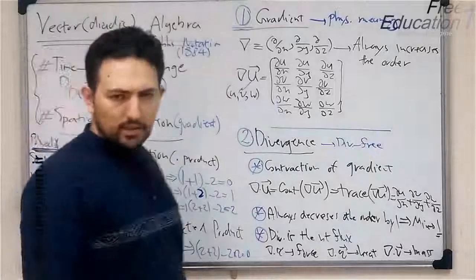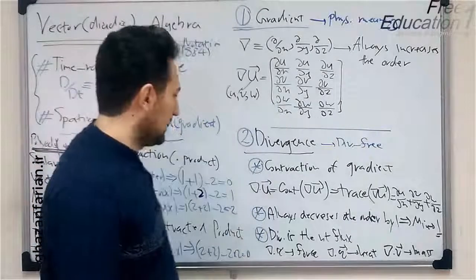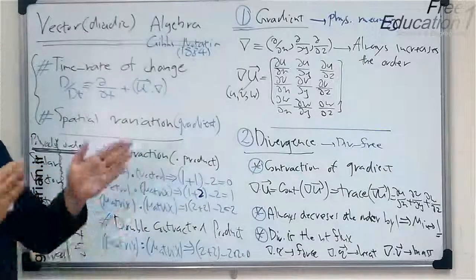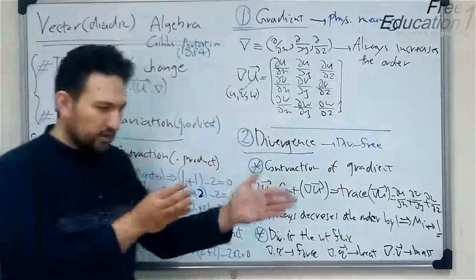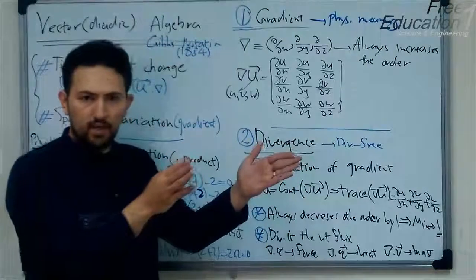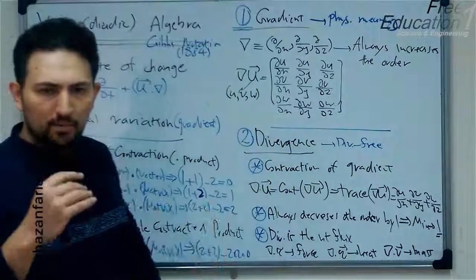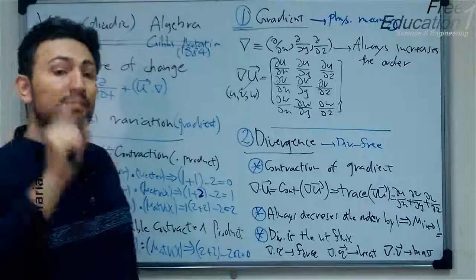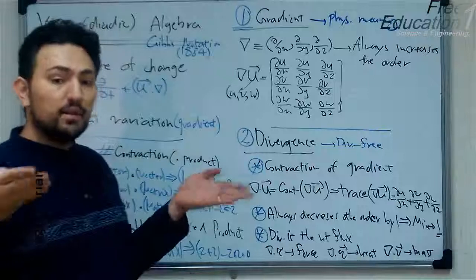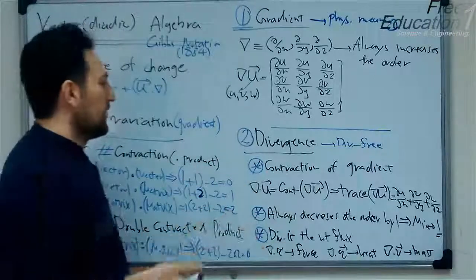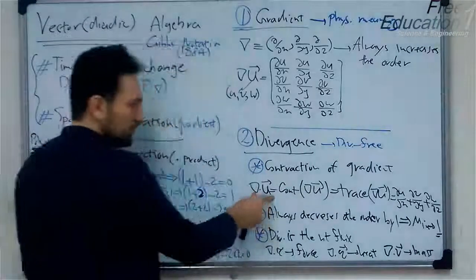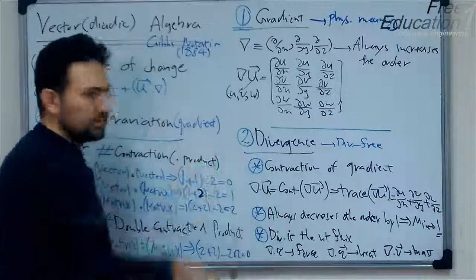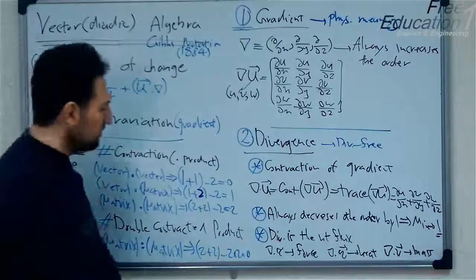The second important operator is the divergence operator. As I have introduced the contraction product, the divergence is the contracted form of the gradient. So if I ask you to compute the divergence of something, you have to first compute the gradient of that quantity and then perform the contraction product. For example, I want you to compute the divergence of, again, that vector field, for example, velocity.